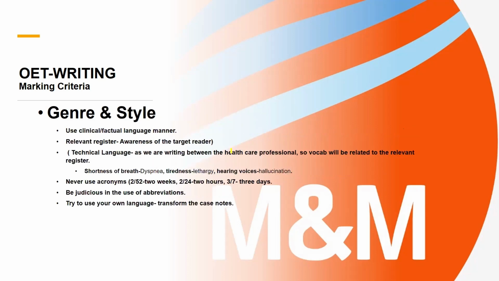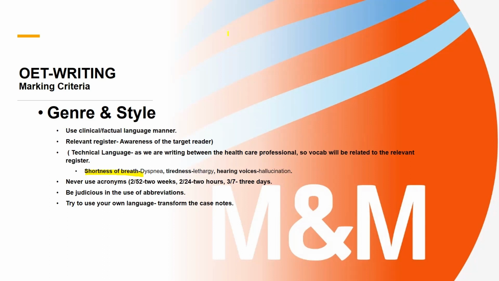Anyhow, that is followed by genre and style. In simple words, it's the clinical or factual language that you should use in writing a letter. We must have awareness about the recipient, and according to their requirement, we use the relevant register, or the relevant vocabulary. For example, in the case notes, mostly they would write shortness of breath as it is, right?